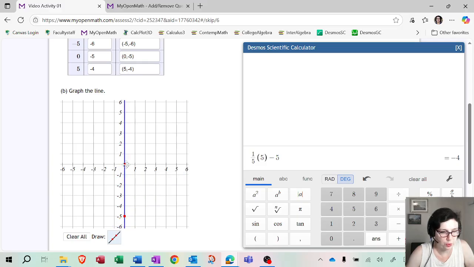And the other point is, let's say, 5, -4. That means I'm going to go 5 to the right and 4 down. And there's my other point.